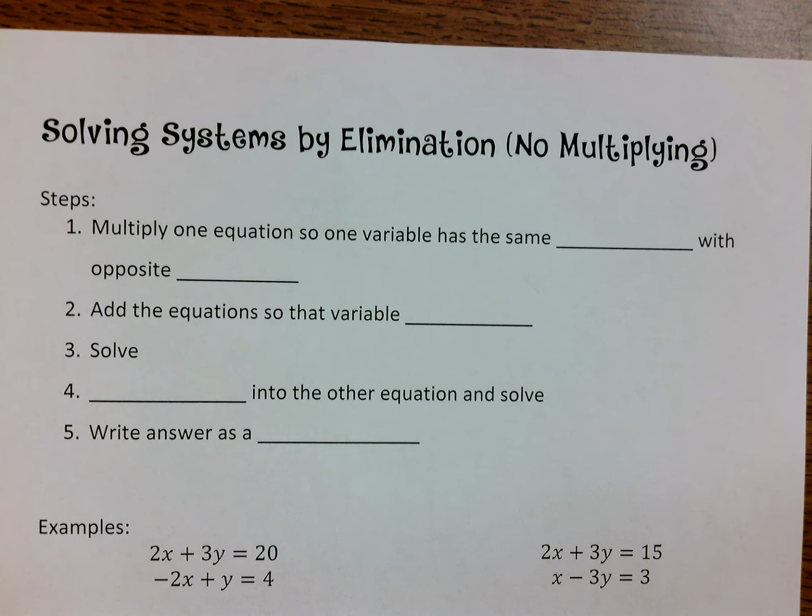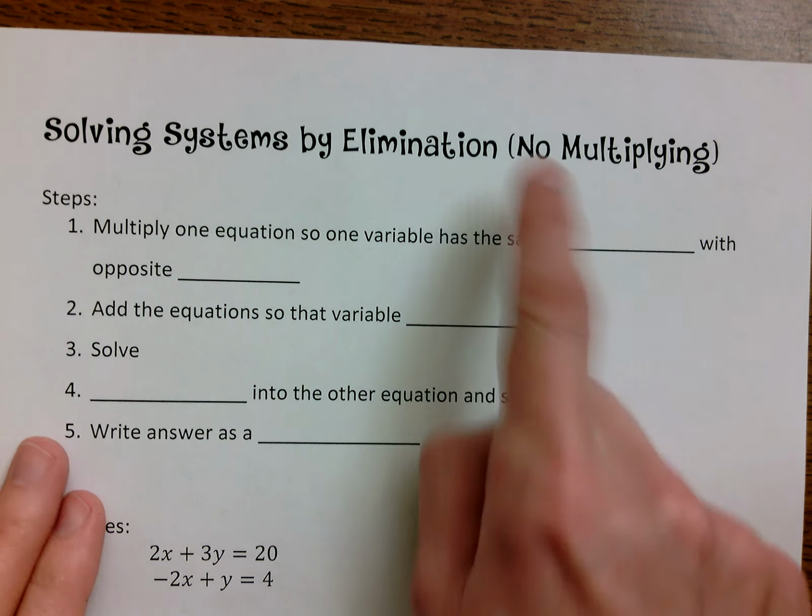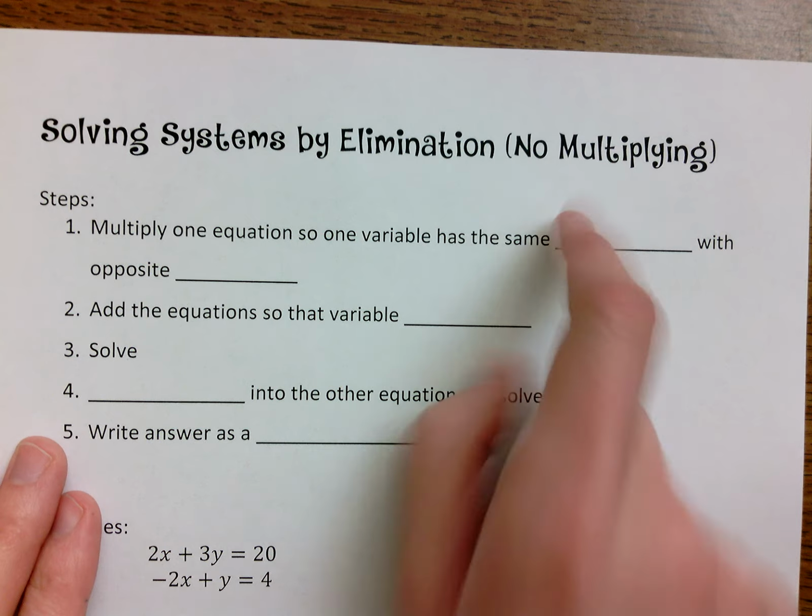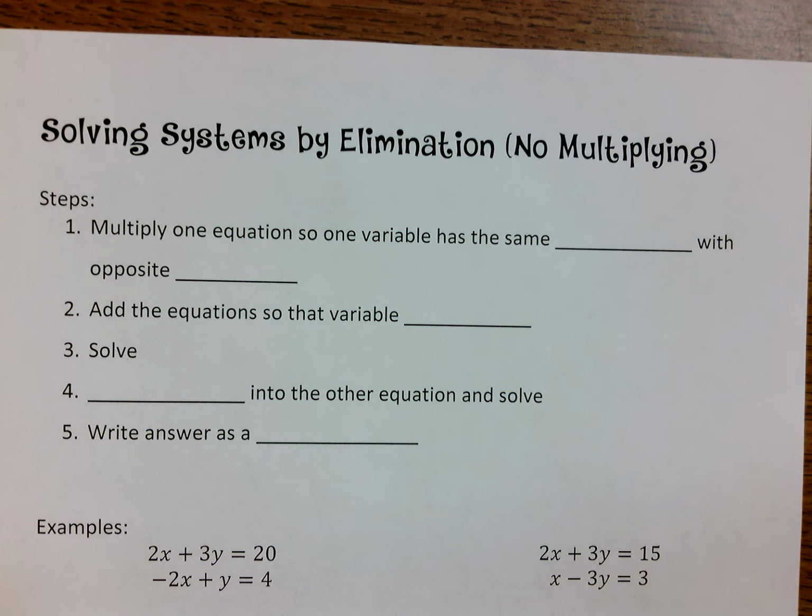Okay, today we're going to look at solving systems by elimination, and we're going to specifically talk about cases where you don't have to multiply anything. So these are kind of the easier cases, and then the next time that we talk about elimination, we'll talk about the ones where you do have to multiply something. When we solve by elimination, the goal is to eliminate one variable. You want to get rid of one of your variables so that you only have one left.